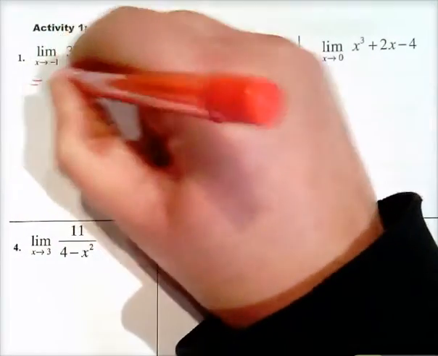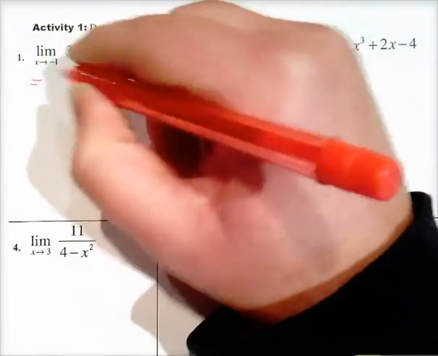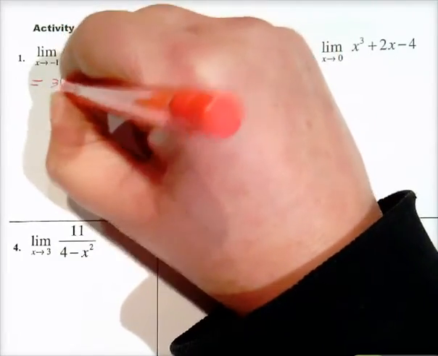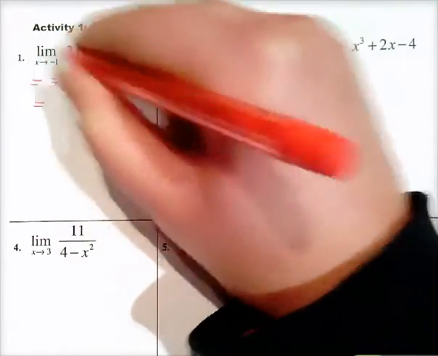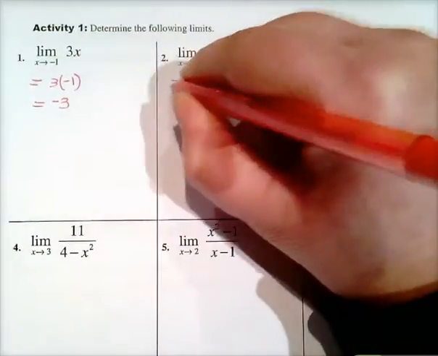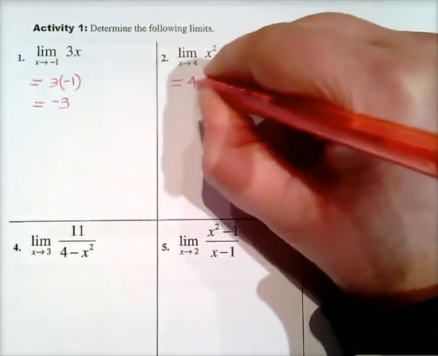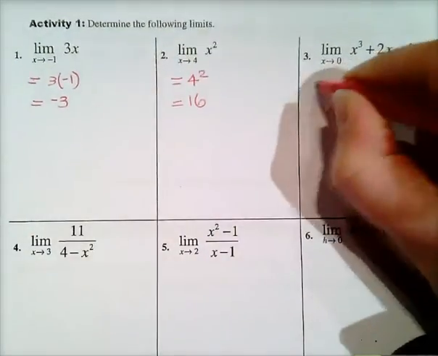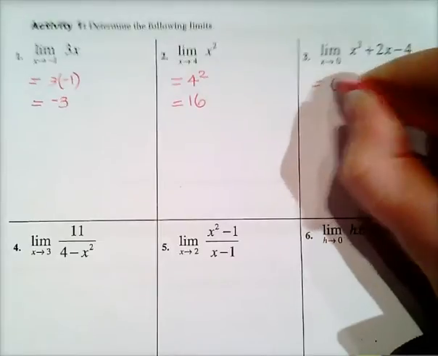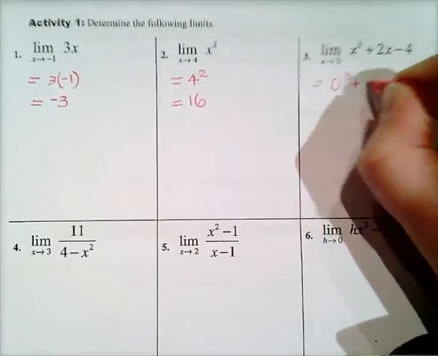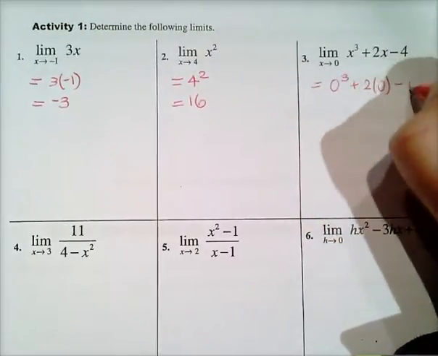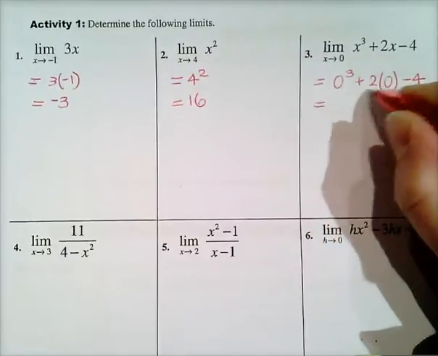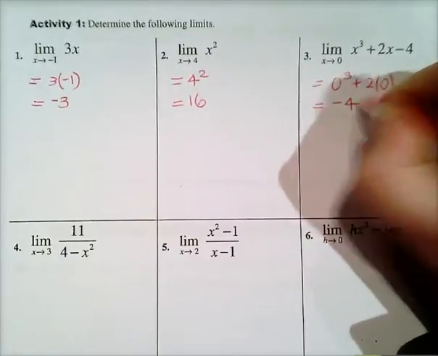So the limit as x approaches -1 for the function 3x would be 3 times -1. Notice you drop the limit statement once you do the substitution, and your answer is -3. The limit as x approaches 4 for this function is 4 squared, which is 16. For this function, once you do the substitution of 0, you drop the limit term. So we get 0 plus 0 minus 4, so we get -4.